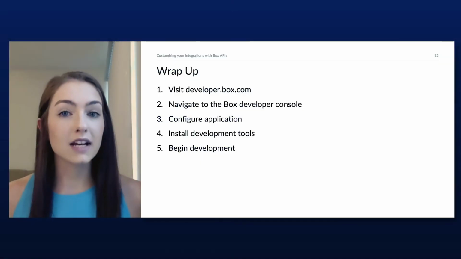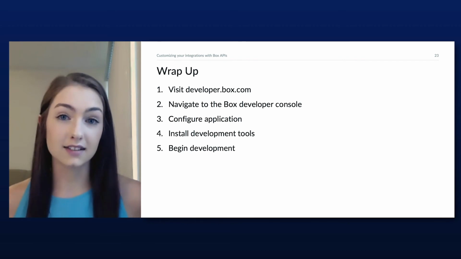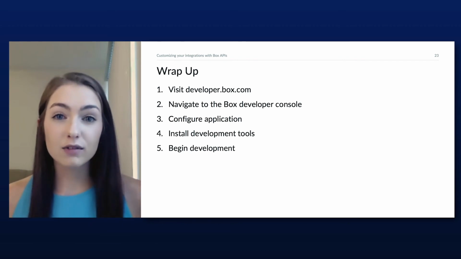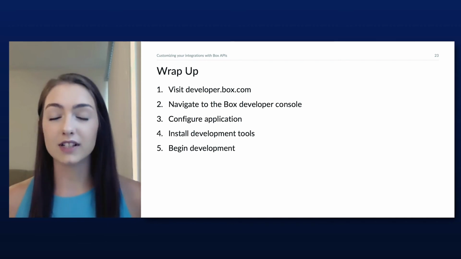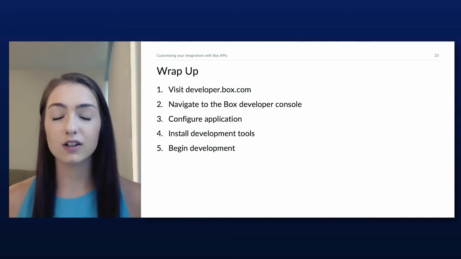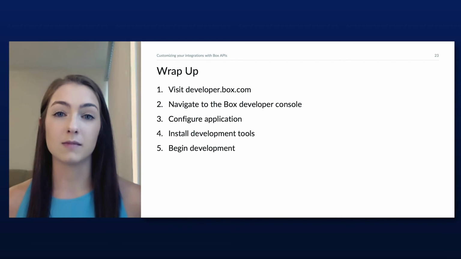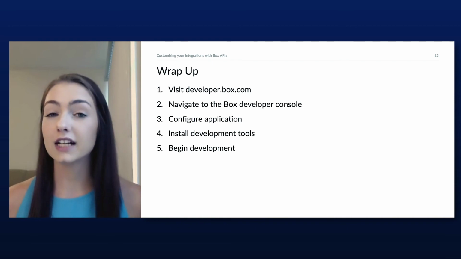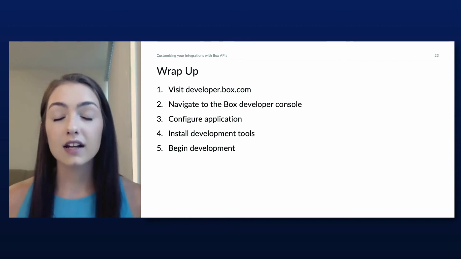So I hope that you may decide to implement this custom functionality within your own Slack instances. But I did cover a lot of information today, so I want to provide you with a quick overview of everything we covered. So to get started, you want to visit developer.box.com to find all of our developer documentation. Then you're going to navigate over to our developer console to create your first app, where then you will authorize it. Maybe take a look at some of our developer tools to help you, and then you'll begin your development.